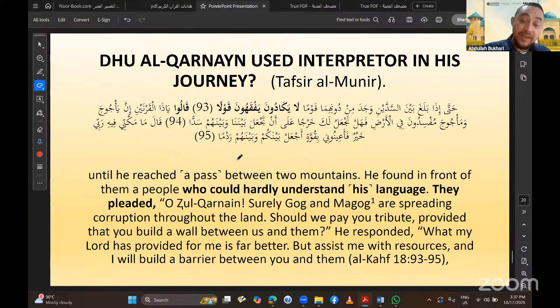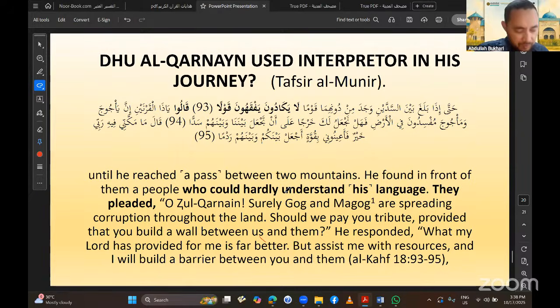And then Dhul Qarnayn responded, What my Lord has provided for me is far better. Okay, the main issue here is that in the beginning, Allah says in this ayah that the people from this region could hardly understand his language. But in the following verses of the Quran, Allah says that they managed to communicate, and Dhul Qarnayn managed to respond to them. So how can they communicate with each other without the use of language?